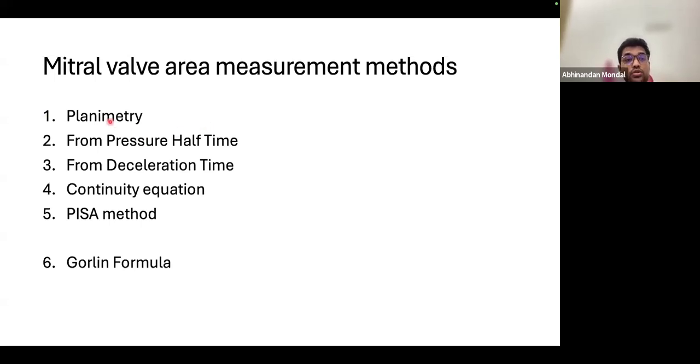The gold standard is your planimetry. In planimetry there are 2 methods, 2D or 3D. Currently 3D planimetry is the gold standard for mitral valve area measurement. The other things you can remember are pressure half time from the deceleration time, the continuity equation, and your PISA method. The continuity equation states that whatever blood is going through the mitral valve is also going through the LVOT, and is also going through the RVOT.